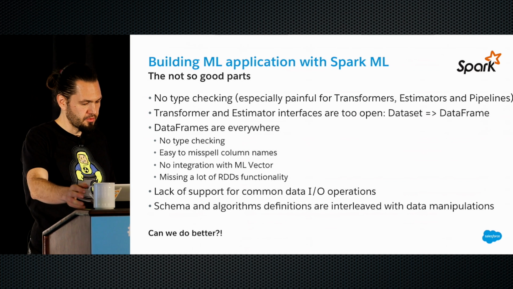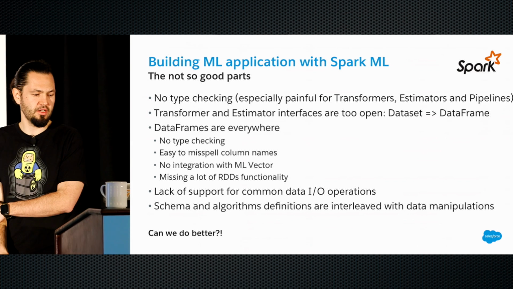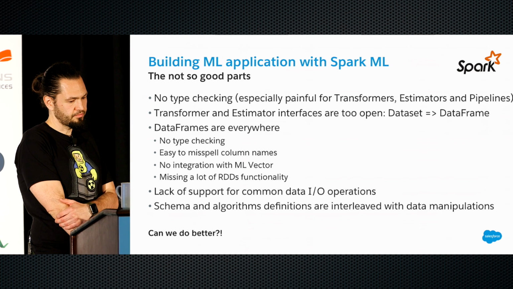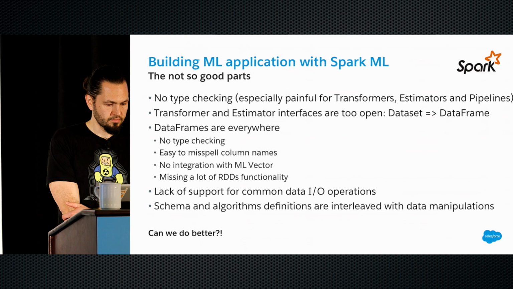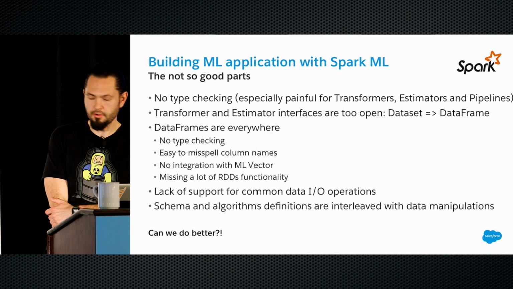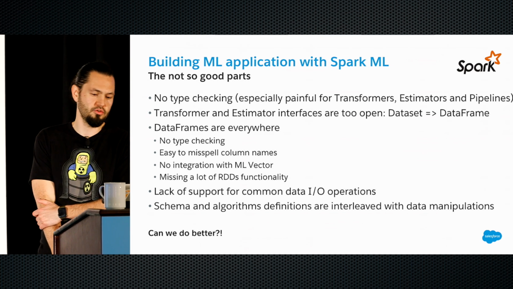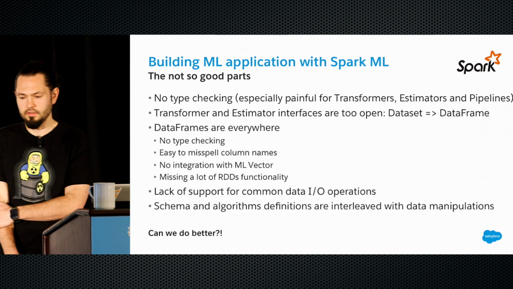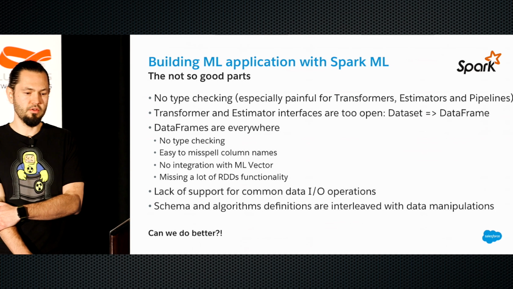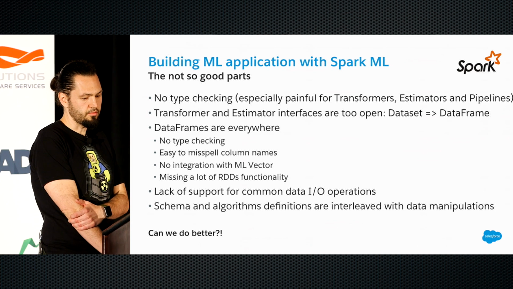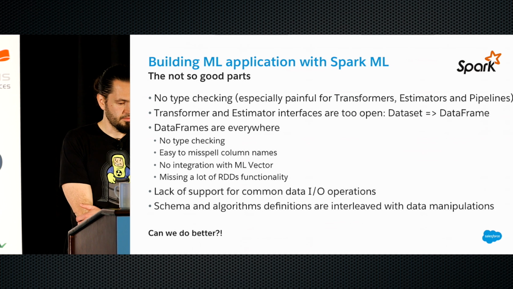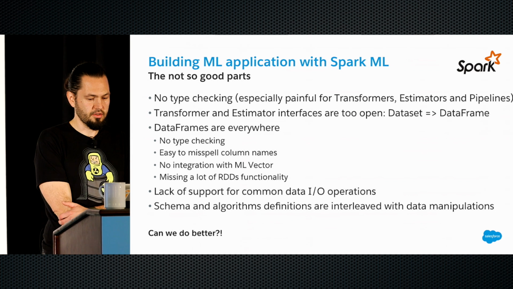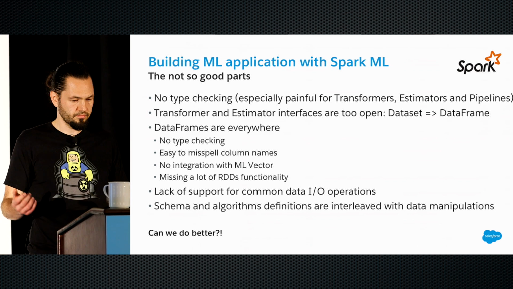There is really poor integration with ML vector. This is a kind of niche problem, but you would discover it if you start. There's also a lack of support for common operations. If I want to do a join and aggregate, or say a conditional window join, or window aggregation, that would be difficult. Schema and algorithms, I mentioned that definitions are interleaved with data manipulations.